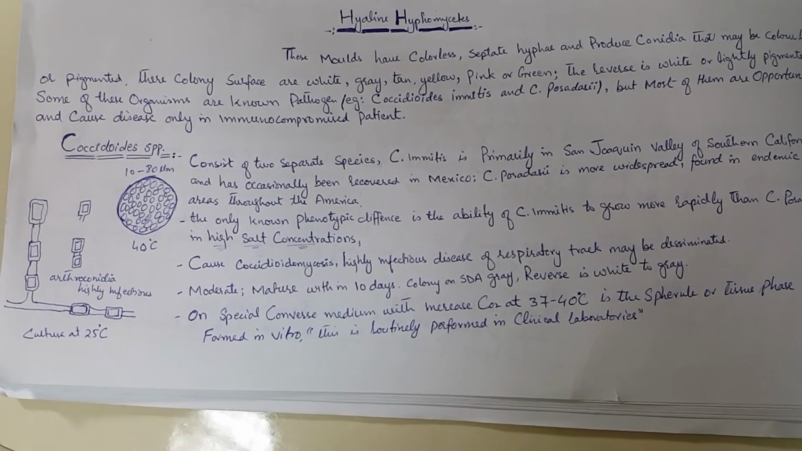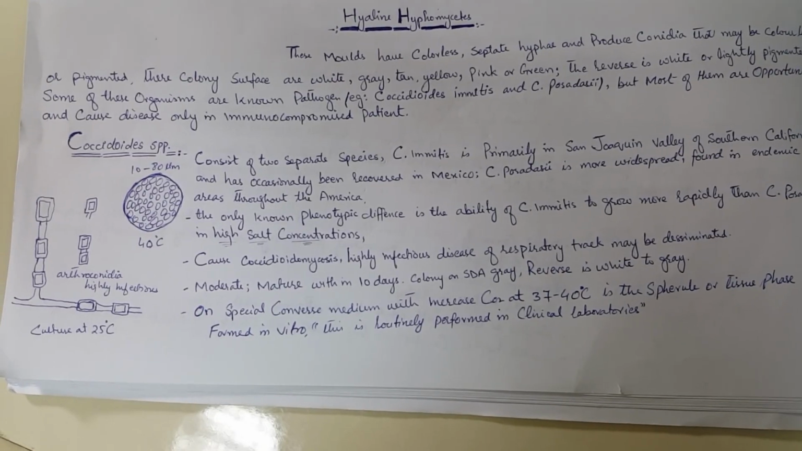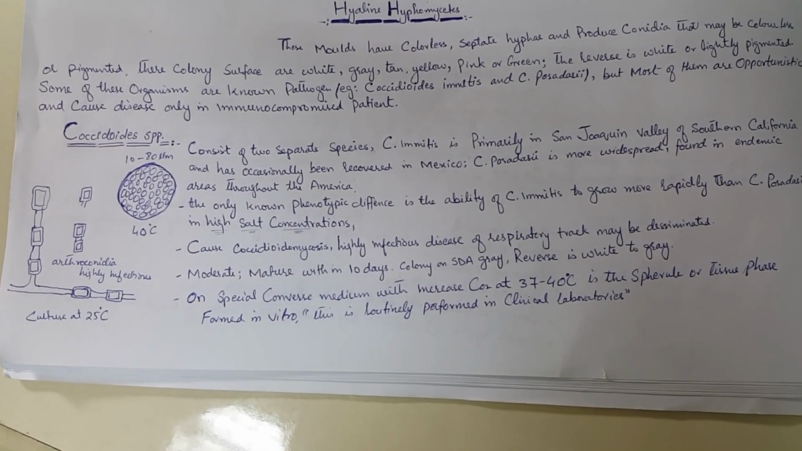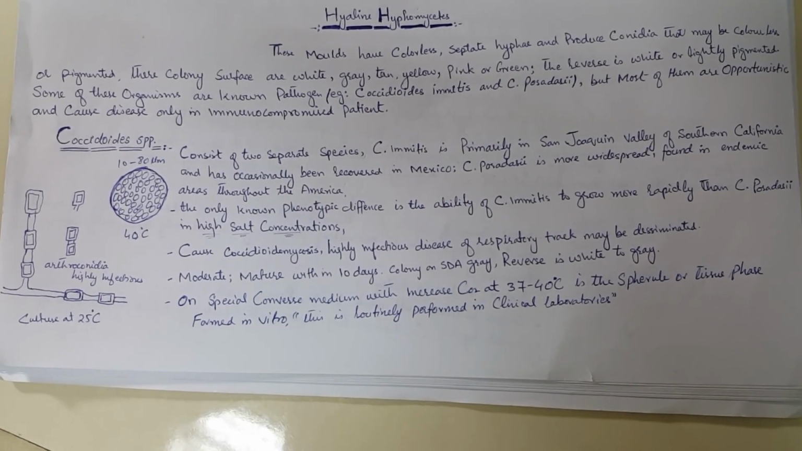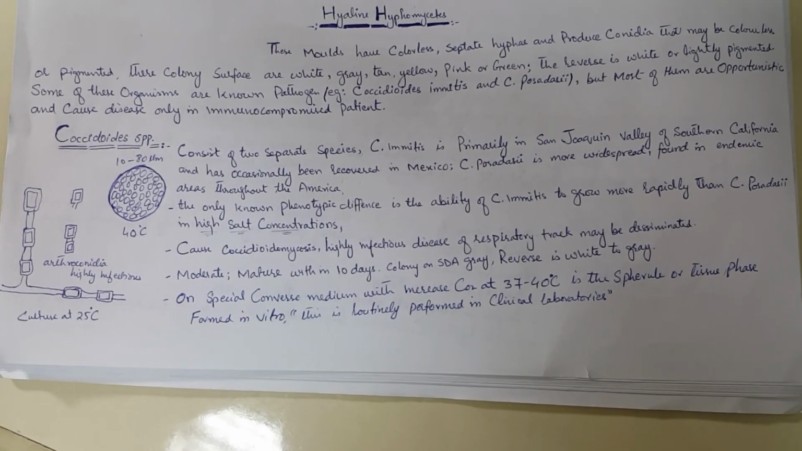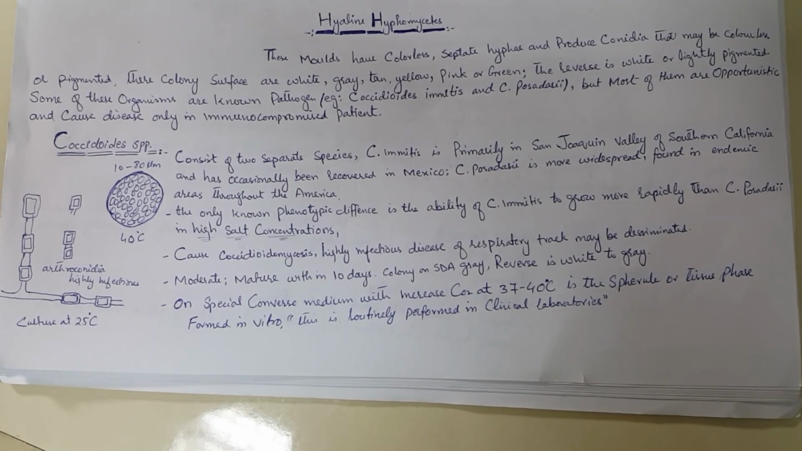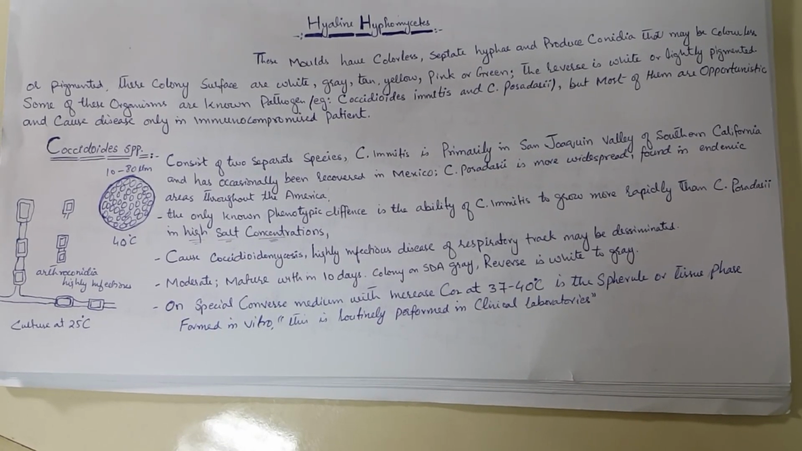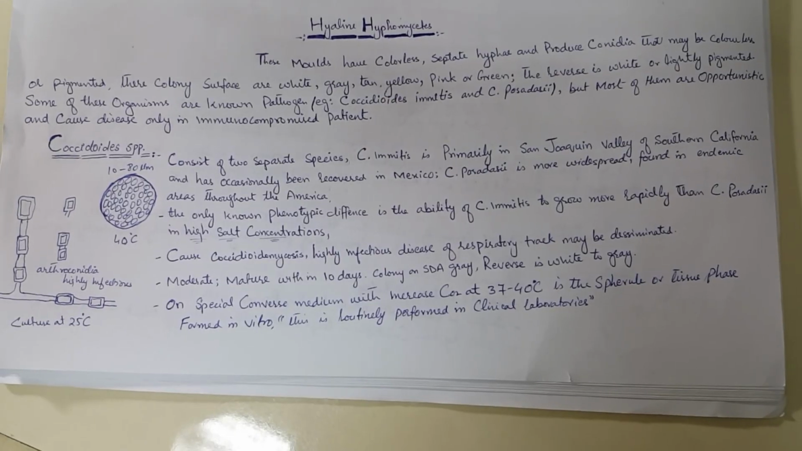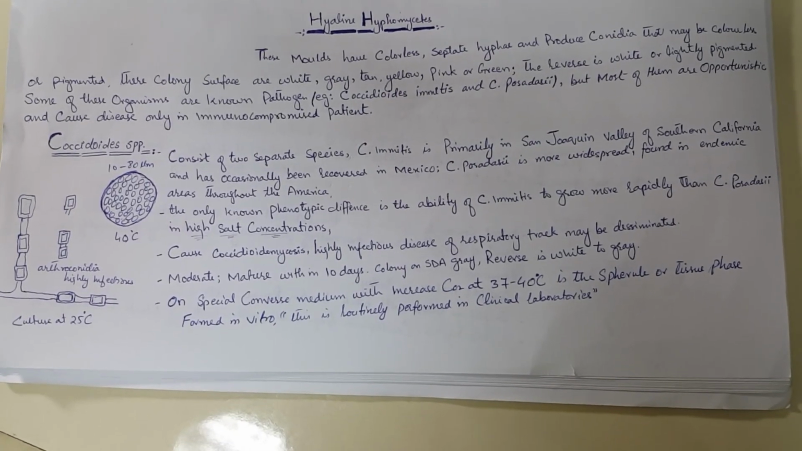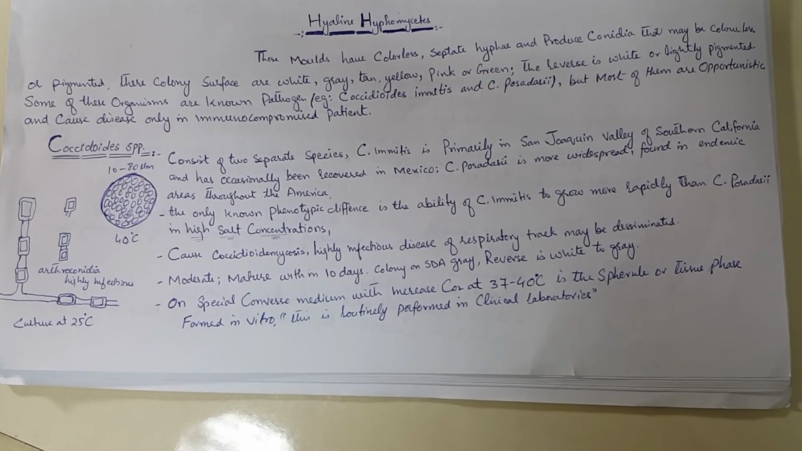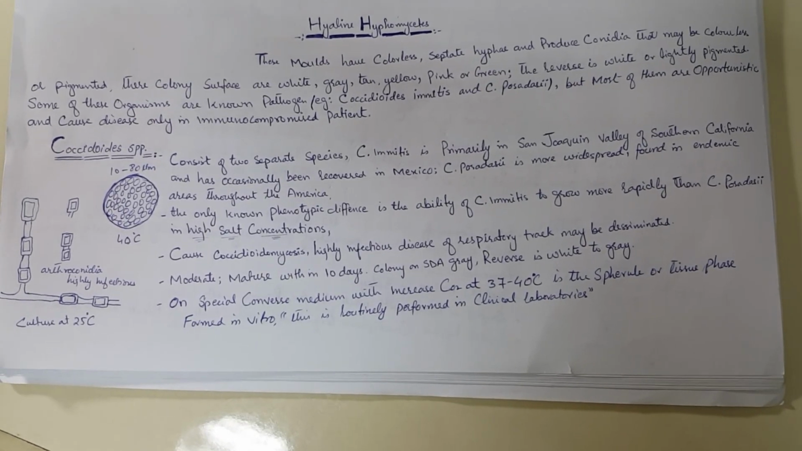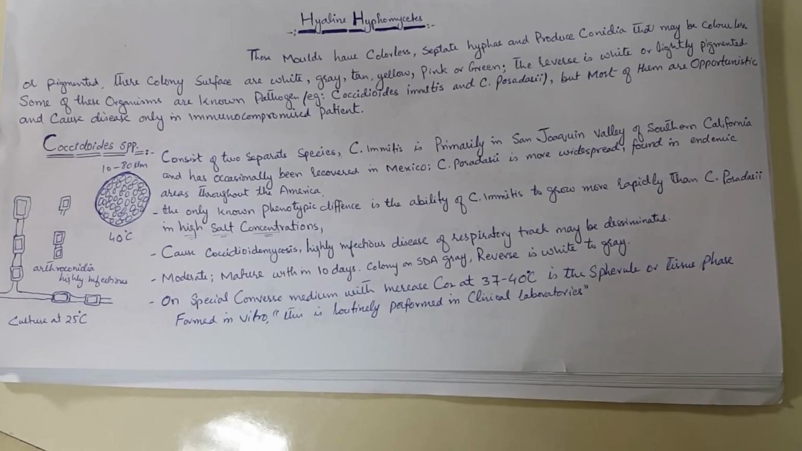The Coccidioides genus consists of two separate species. One is Coccidioides immitis, which is primarily in the San Joaquin Valley of southern California and has occasionally been recovered in Mexico. And Coccidioides posadasii is more widespread, found in endemic areas throughout the Americas, and the only known phenotypic difference is the ability of C. immitis to grow more rapidly than C. posadasii in high salt concentration.